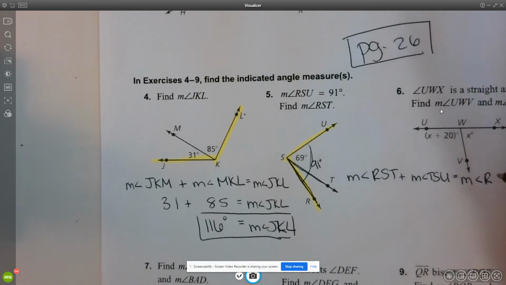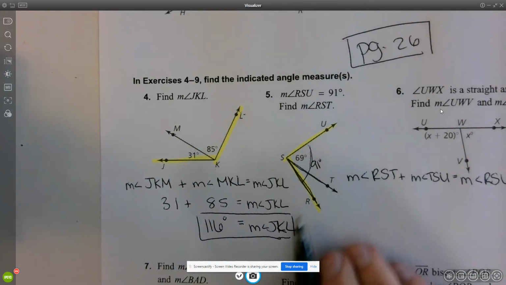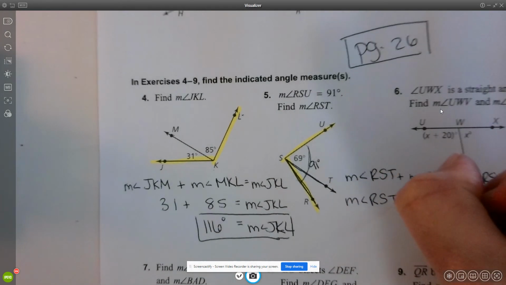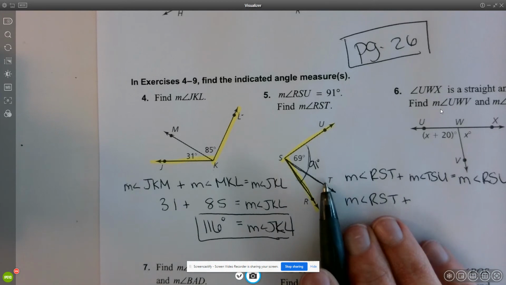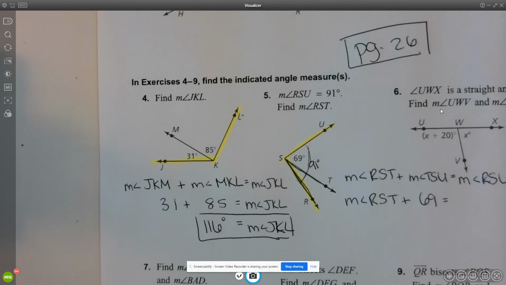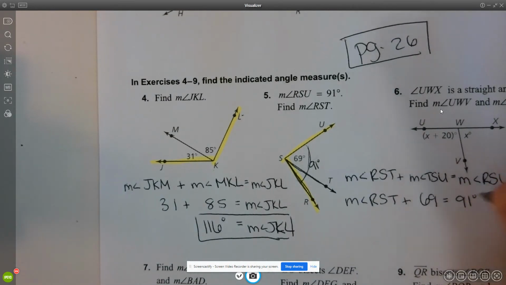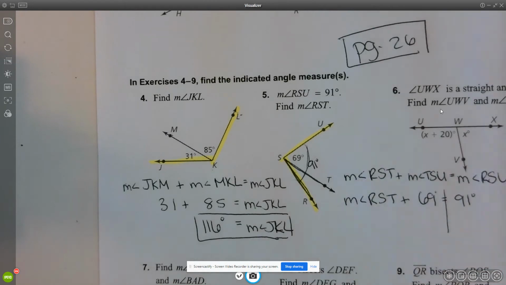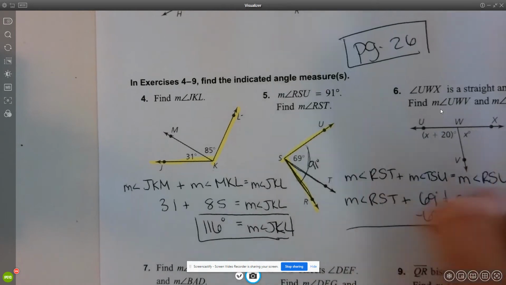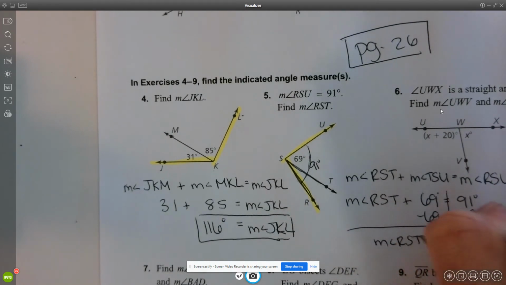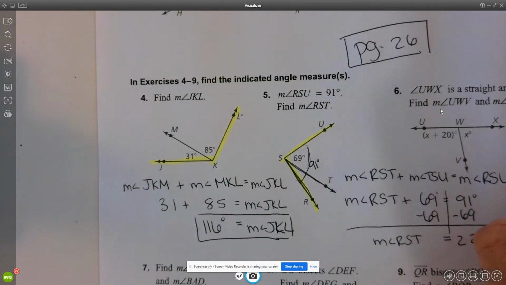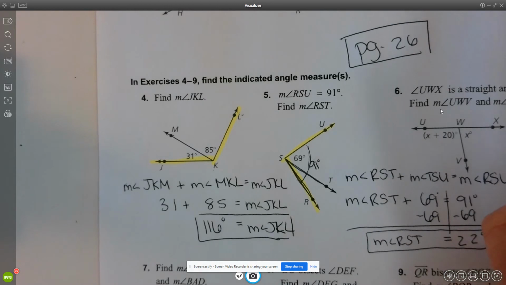angle RSU. Well, I don't know the measure of angle RST. I'm trying to find it. The measure of angle TSU is 69 degrees. And the measure of angle RSU, it told us that was 91 degrees. So to find the measure of angle RST, I just need to subtract 69 on both sides. And 91 minus 69 tells me that the measure of angle RST is 22 degrees.